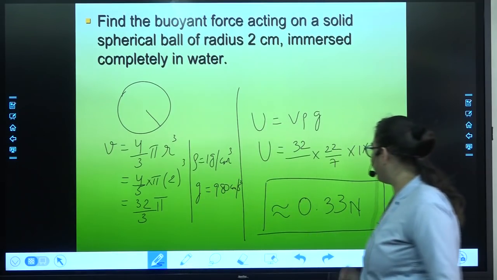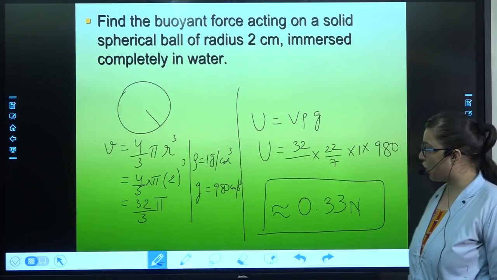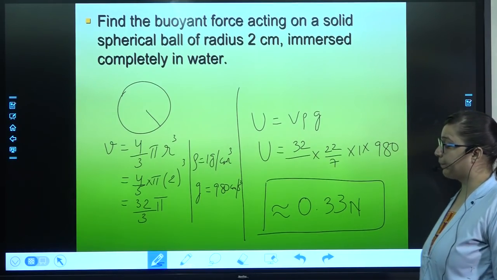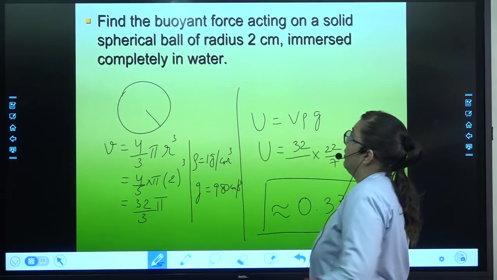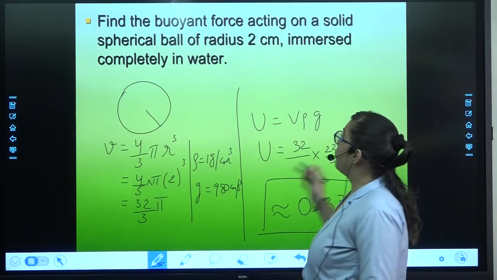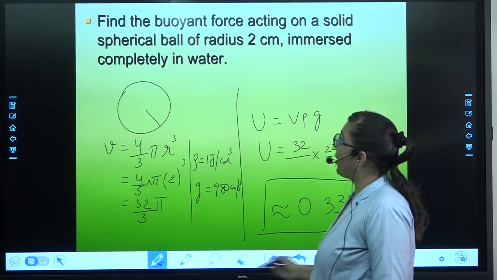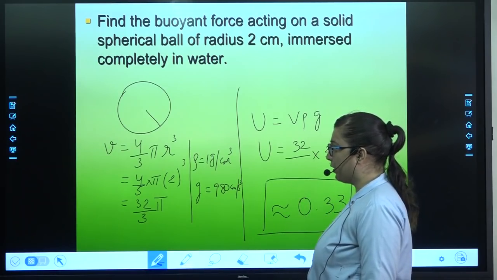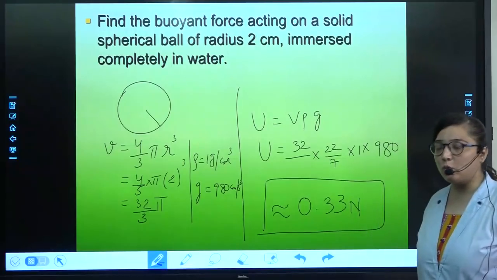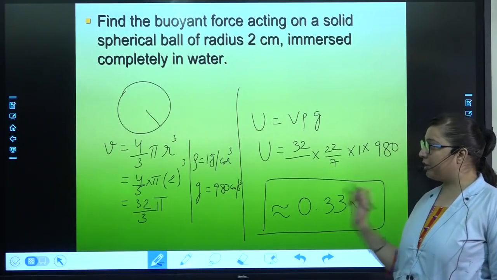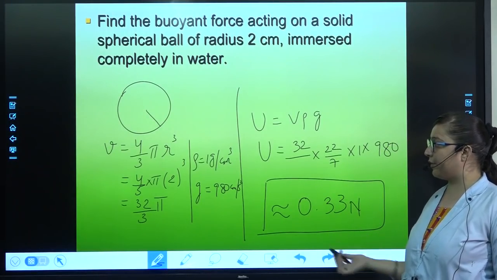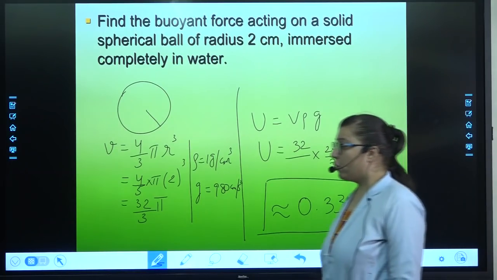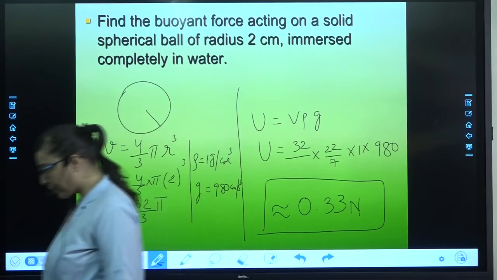How the 0.33 Newton came, that also was taught. Note this down quickly. Okay, once again, the buoyant force which is acting on a solid spherical ball: because the ball is a sphere, we'll apply the formula of the volume of a sphere, which is 4 upon 3 pi r cube. If we put the values in, we'll get the buoyant force as 0.33 Newton. Note down this content quickly.